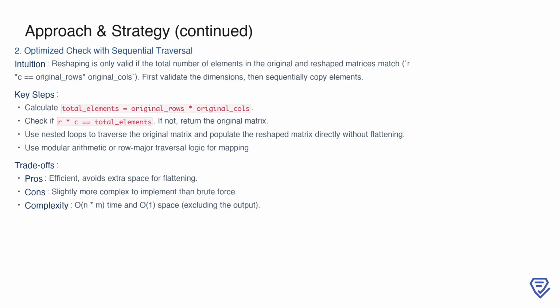Once the dimensions are validated, we use a sequential traversal method to directly copy elements from the original matrix to the reshaped matrix without flattening. To map the elements, we can either use modular arithmetic or row major traversal logic. This approach is not only efficient but also avoids the additional space overhead of creating a flattened array. While the implementation is slightly more intricate than the brute force approach, it's both time efficient at n*m and space efficient, requiring O(1) additional space, excluding the output matrix.